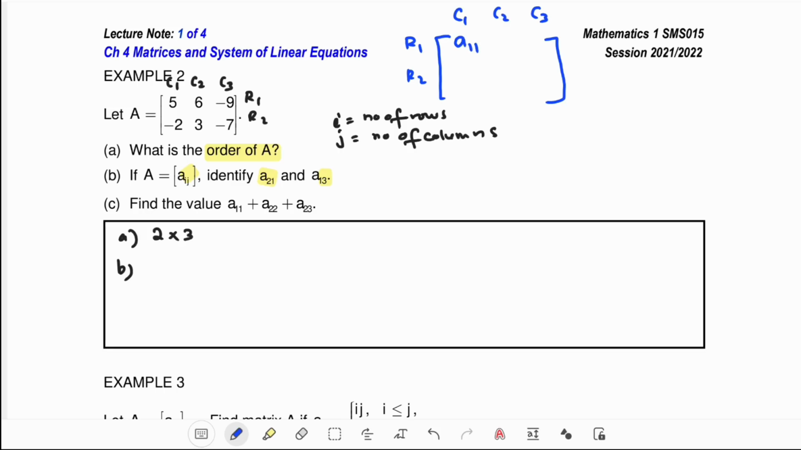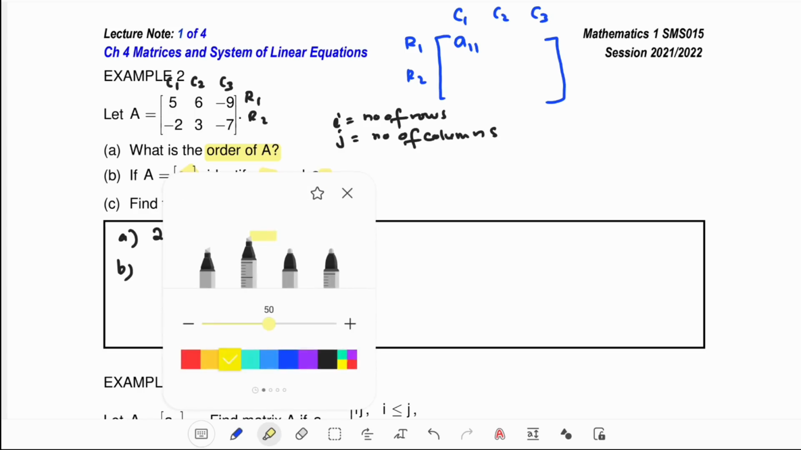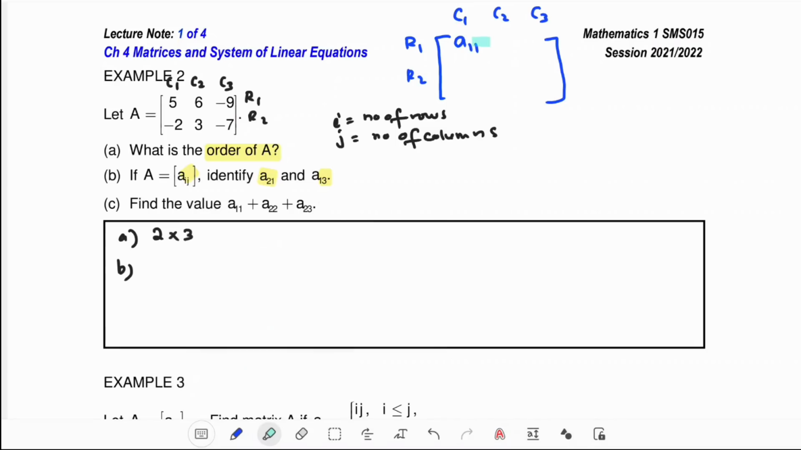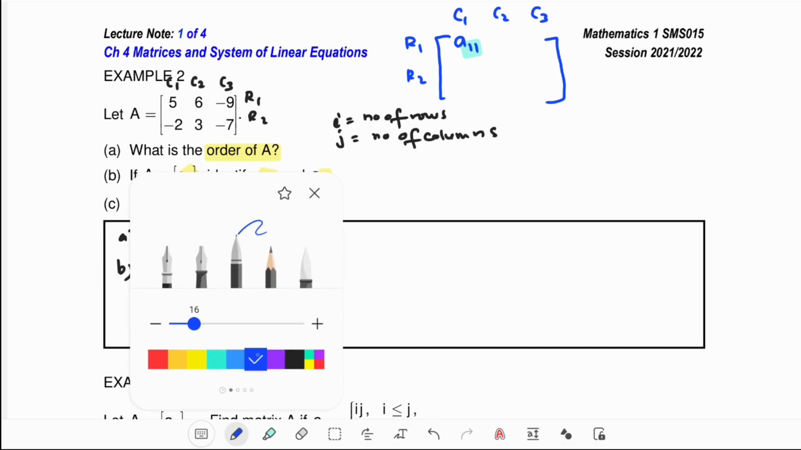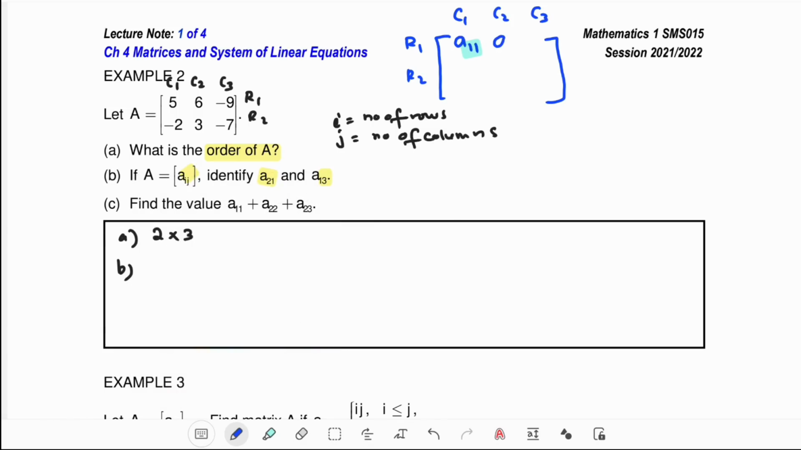So why do we write it as A11? A11 means that the location of this entry is the first row and the first column. Okay, what's next? What is the entry for the next part? If we write these entries, this location is for A12.